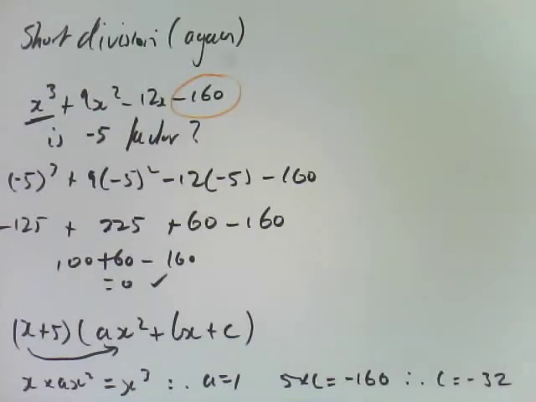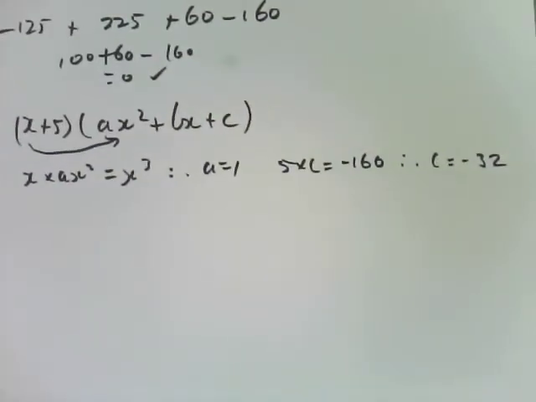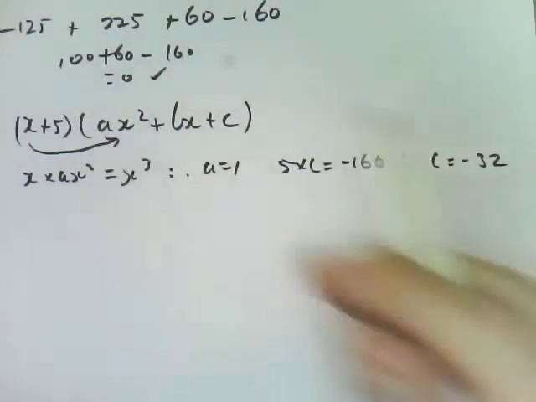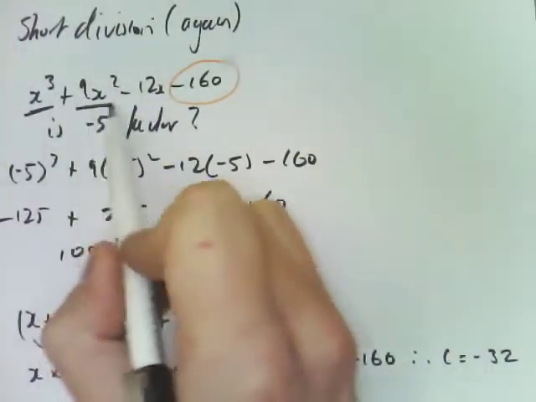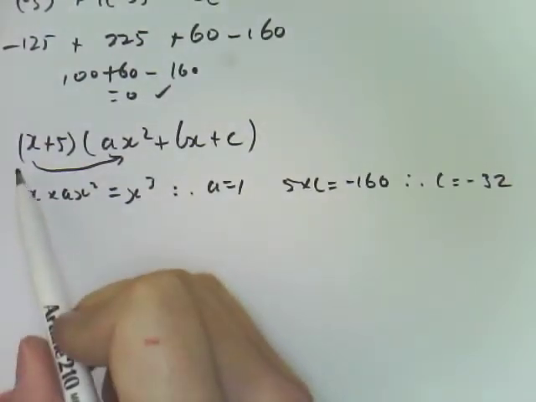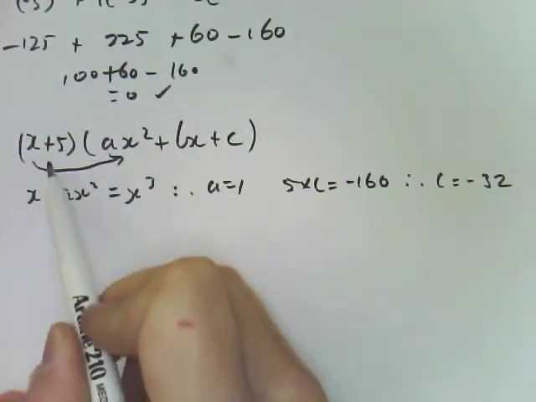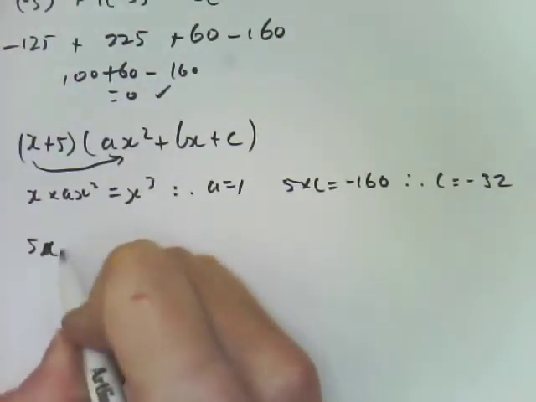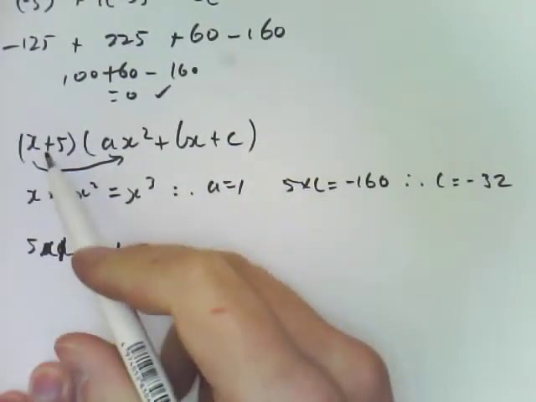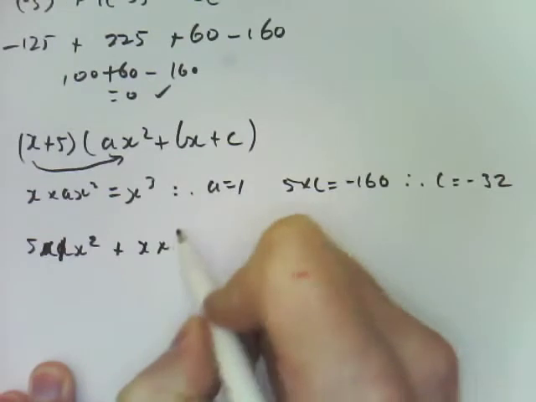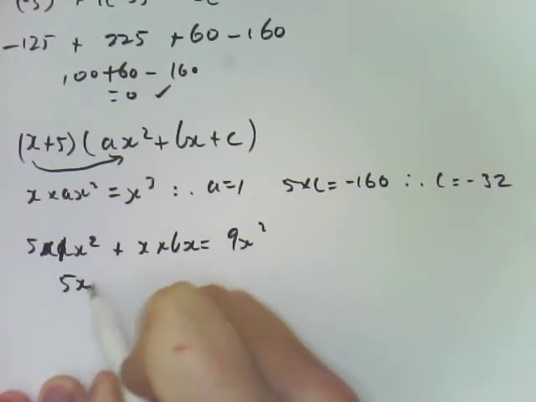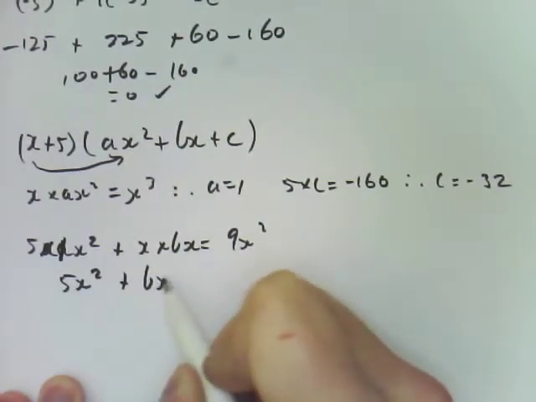Right. So, next step is where we start doing our long division bit, our short division bit, sorry. So we come back up here, we're chasing 9x squared now. Okay, so just keep that in your head, 9x squared. So, 5 times ax squared, which is 1, so 1x squared, sorry, plus x times bx must equal, what did I say, 9x squared. Okay, so 5x squared plus bx squared must equal 9x squared.